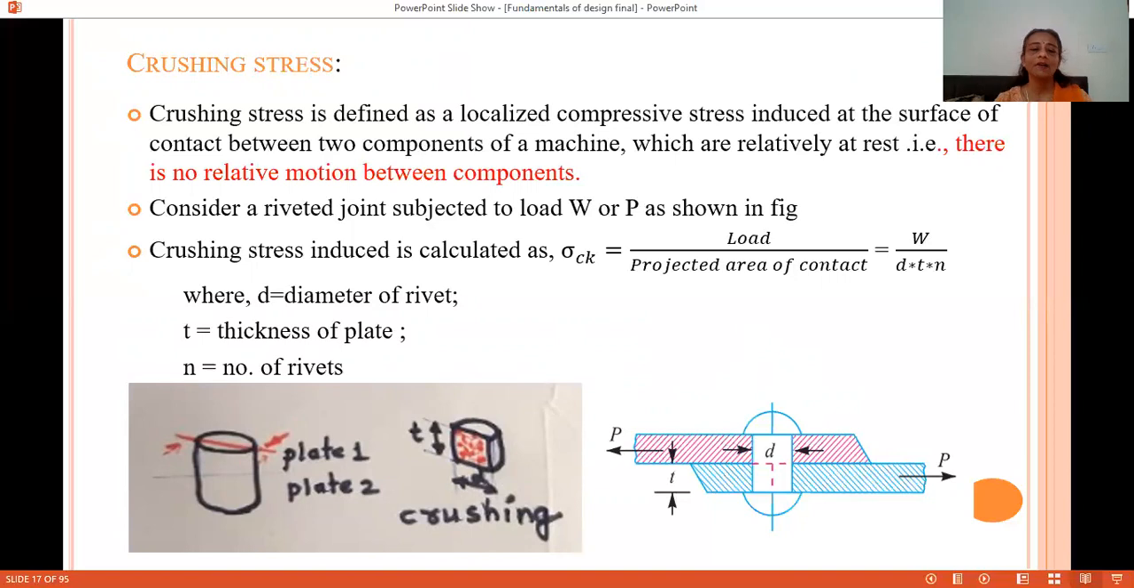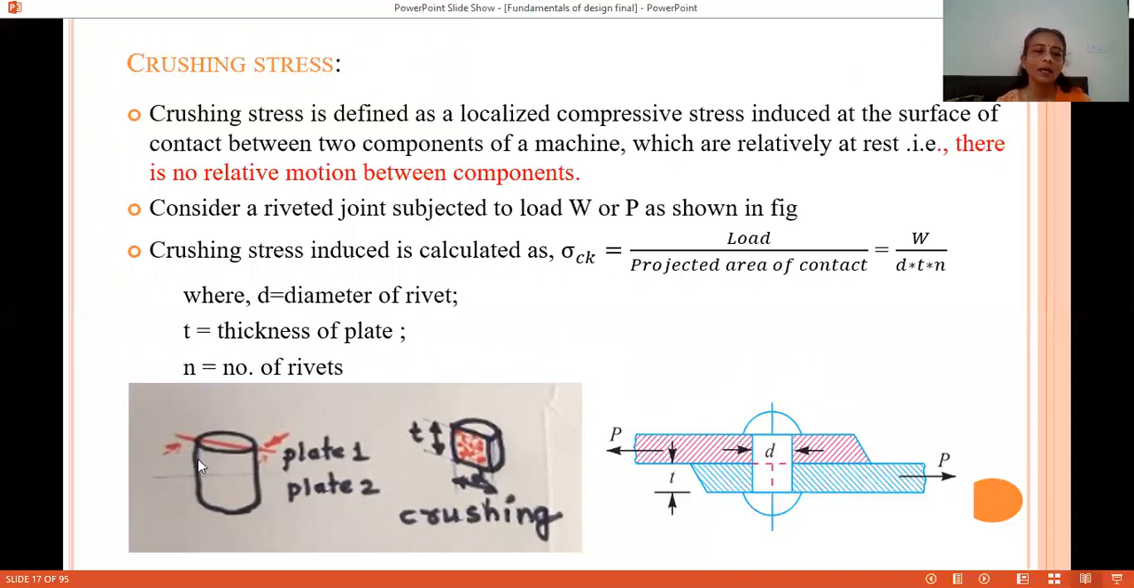You can see here at this contact compressive stress will develop, and that localized compressive stress is known as a crushing stress when two parts which are in contact have no relative motion with respect to each other. Relative motion means one is moving with respect to the other. But here, when there is no relative motion between the two elements in contact and there is a localized compressive stress, that stress is known as crushing stress.